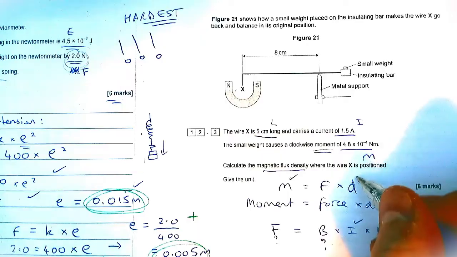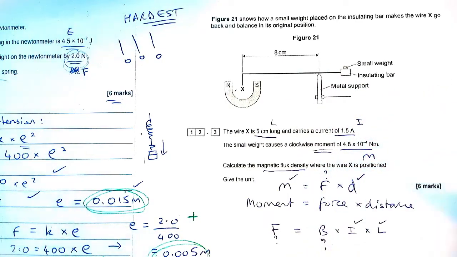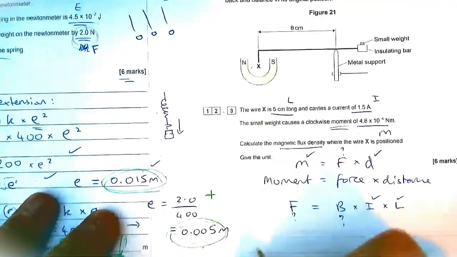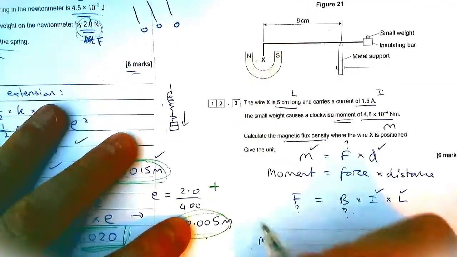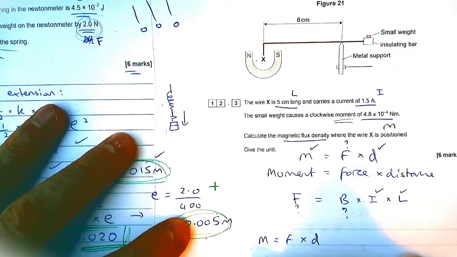So I'm going to say moment equals force times distance. Now the moment is the easy bit, 4.8 times 10 to the minus 4 newton meters. Force I don't know. Let's have a look at what distance we're going to use, because there's a couple of things here we get confused by.